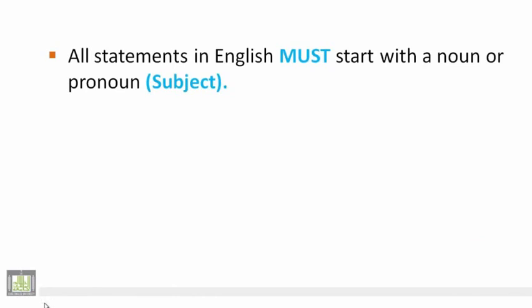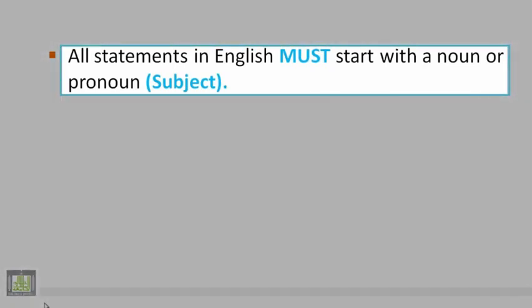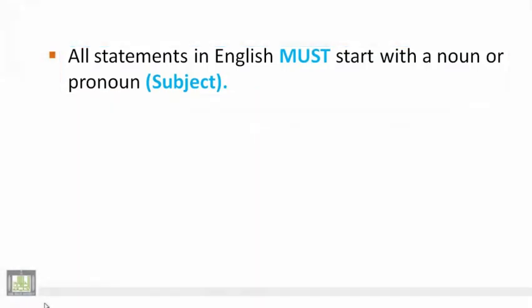Number one, all statements in English must. Note the obligation expressed by the word must. All sentences in English must start, they must start with a noun or pronoun. They must begin with a noun or a pronoun which we refer to grammatically as the subject.